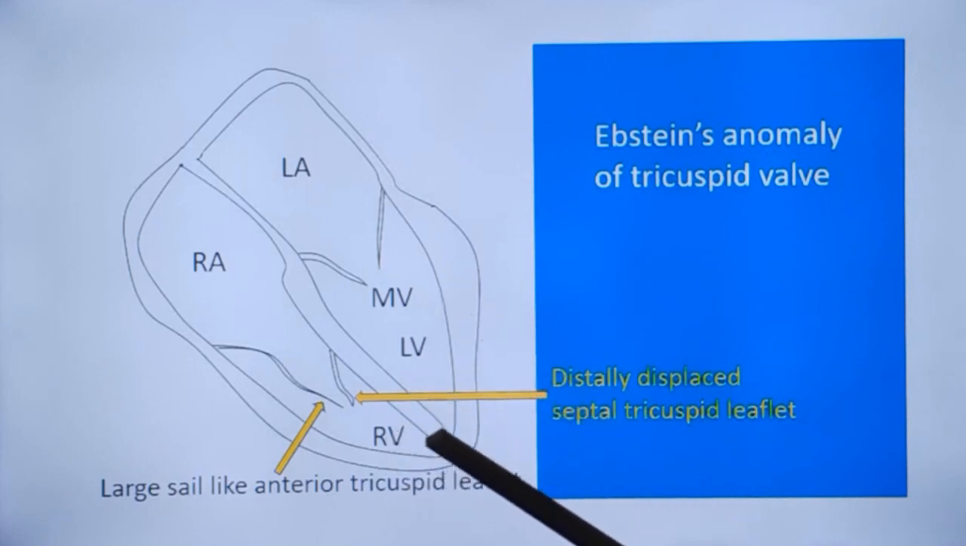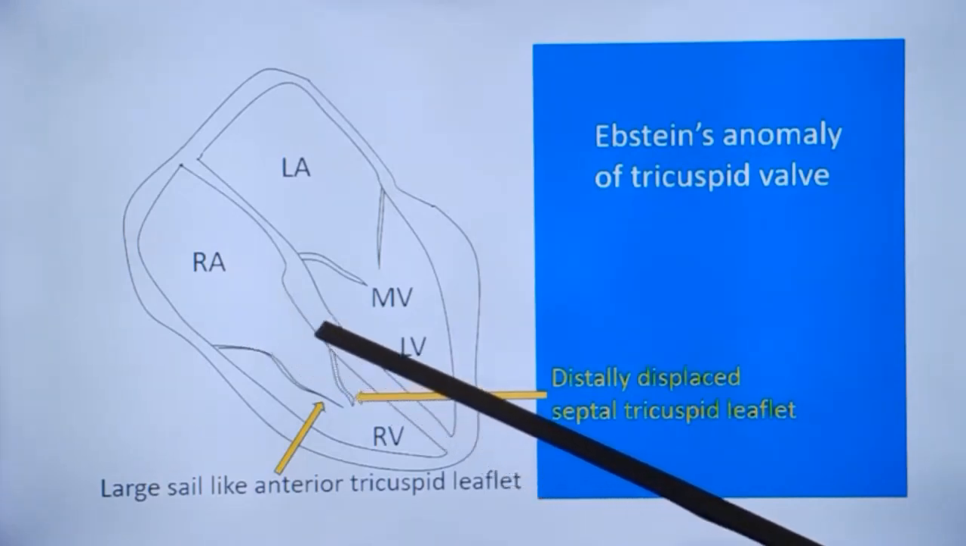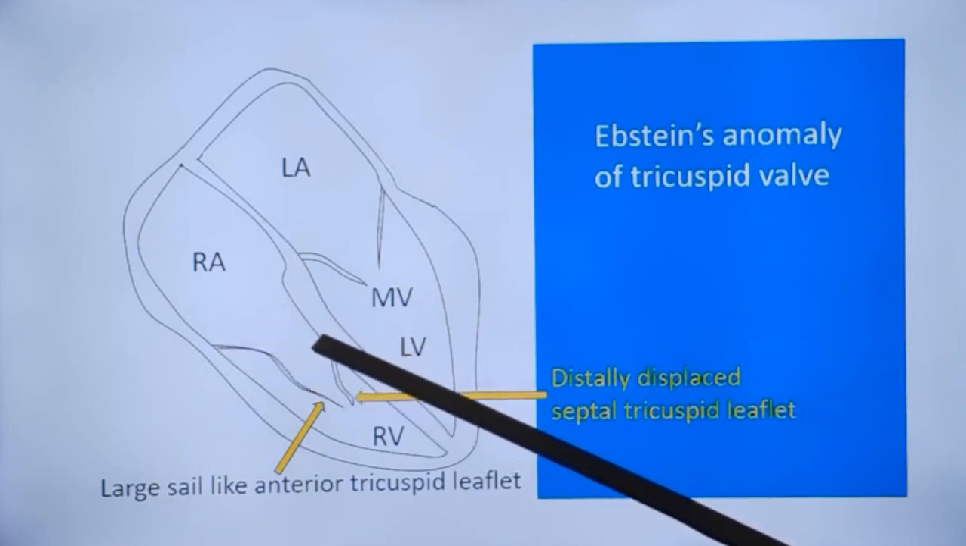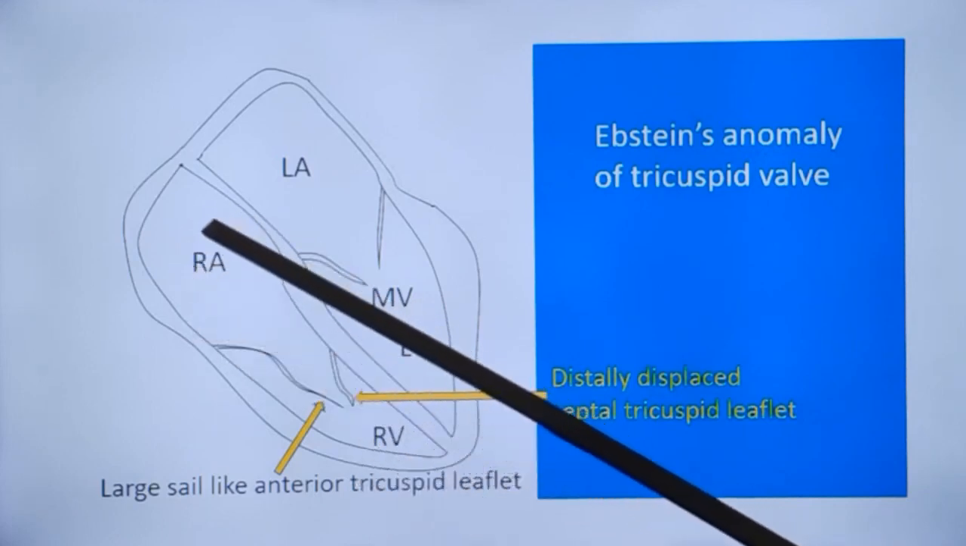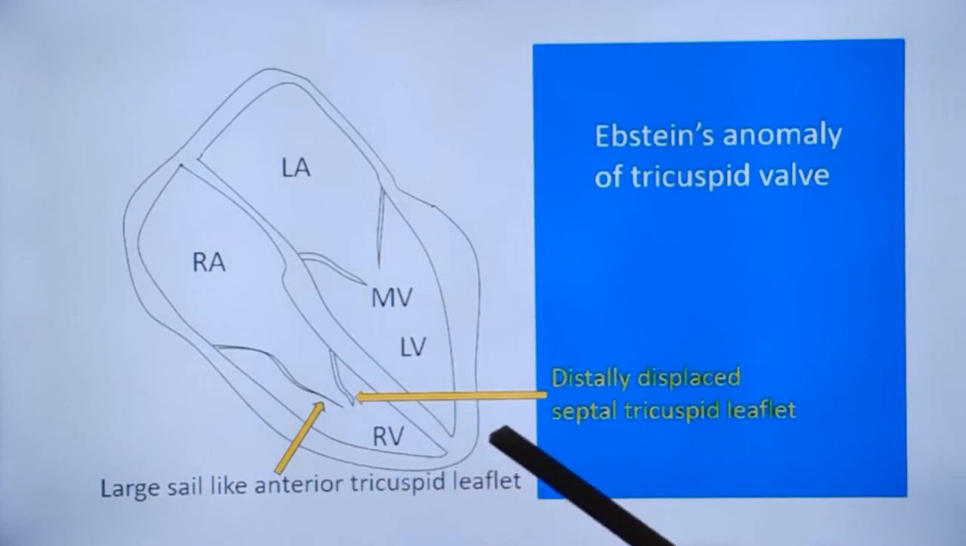In Ebstein's, a portion of the right ventricle here is atrialized. This portion is known as the atrialized right ventricle. This is the regular right atrium. This is the atrialized portion of the right ventricle. This can be a source of cardiac arrhythmia as well.